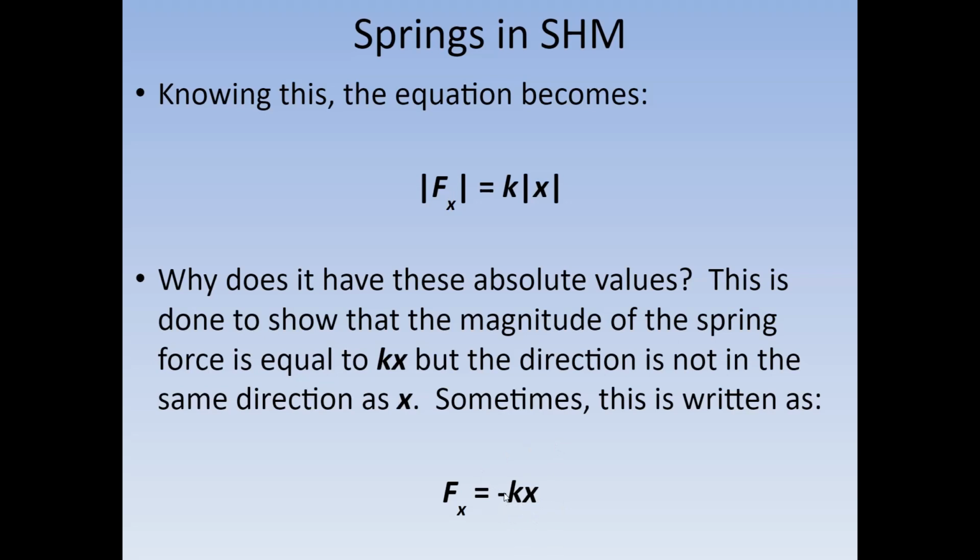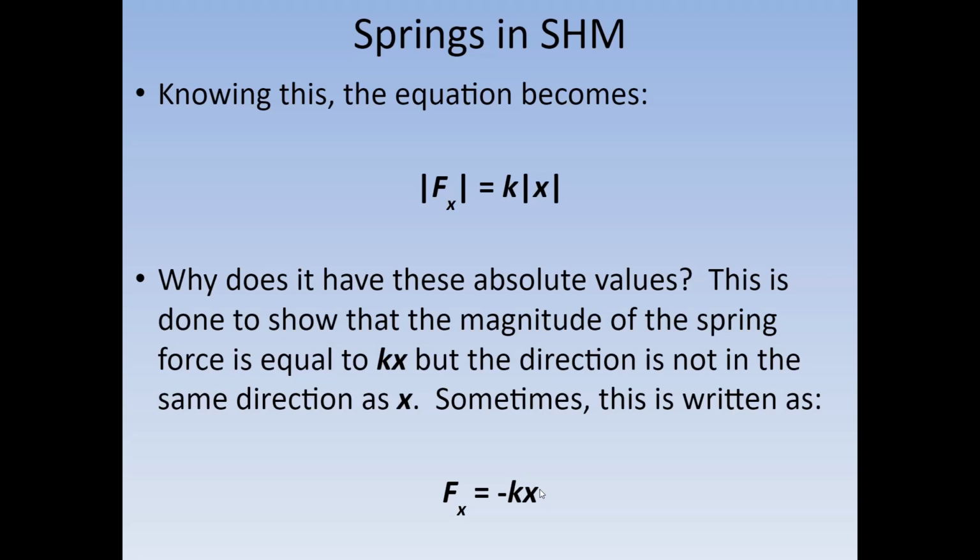This negative is showing that f of x and x are always going to point in opposite directions, which is kind of the reason why f of x acts as a restoring force. If you stretch a spring to the right of its equilibrium position, the spring force is going to try to pull it back to the equilibrium position to the left.